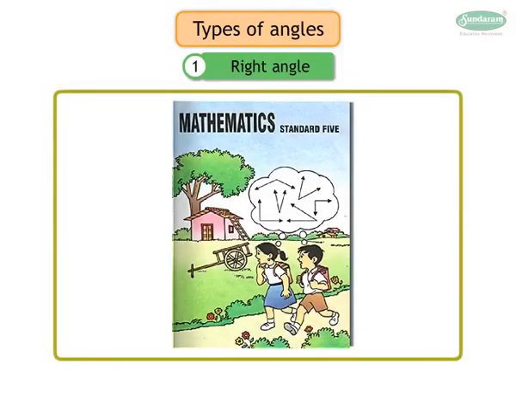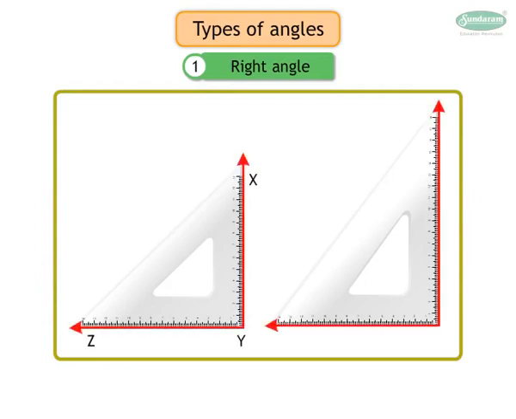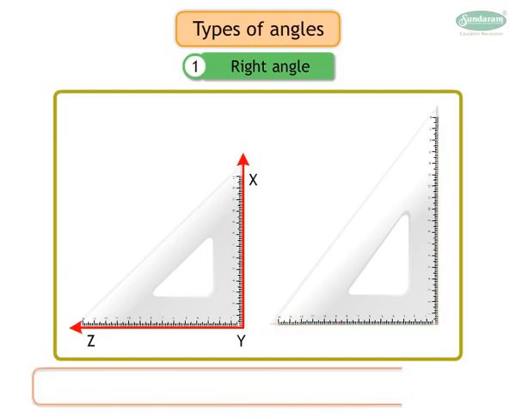Look at any book. The angle formed between any two of its adjacent edges is a right angle. Look at the set squares in your compass box. In each of them, one angle is a right angle. To denote a right angle, the sign is used as shown in the angle. In this figure, angle XYZ is a right angle.